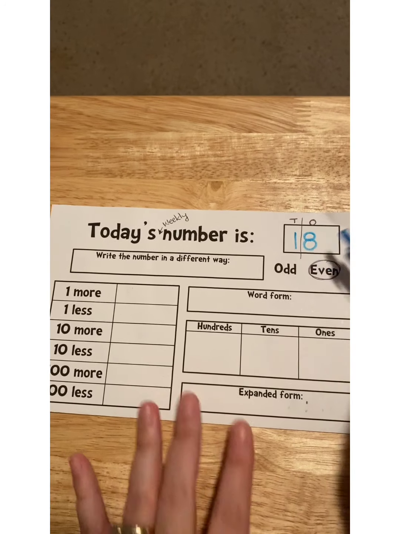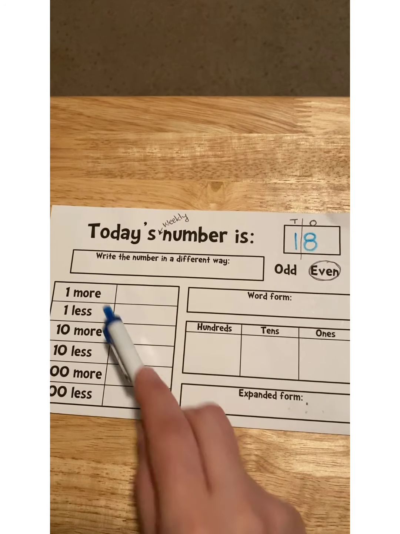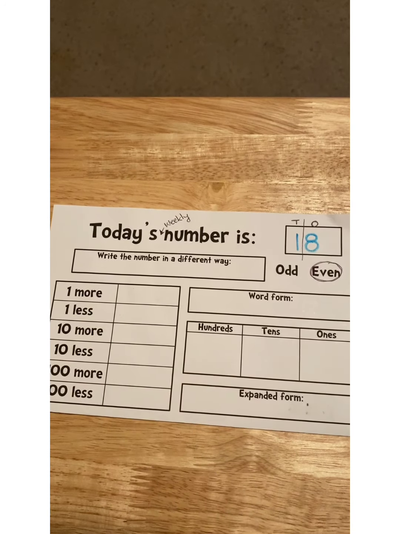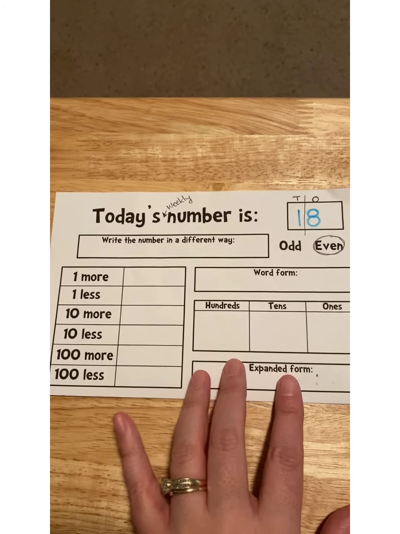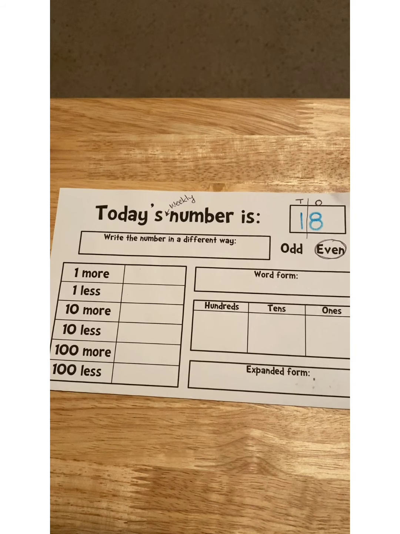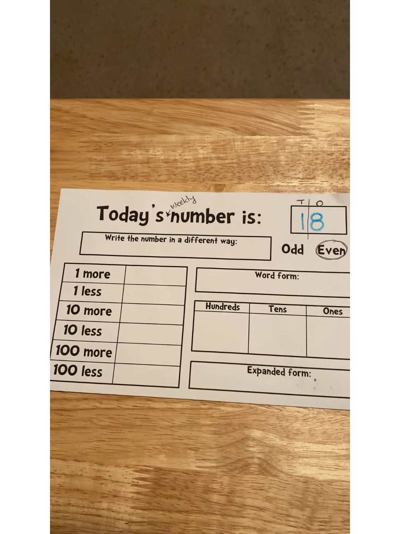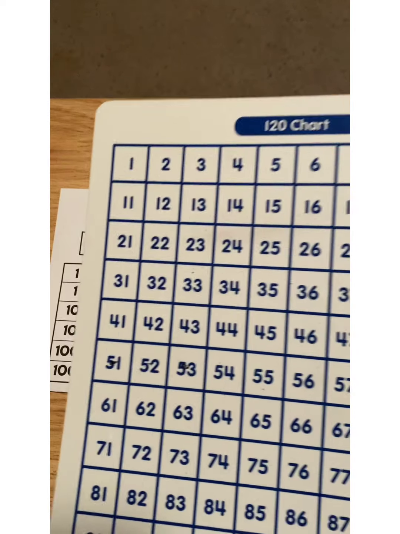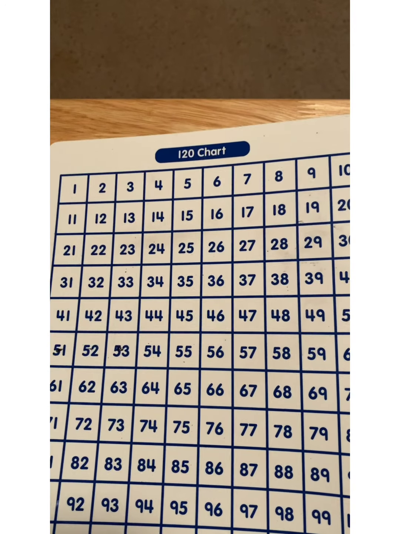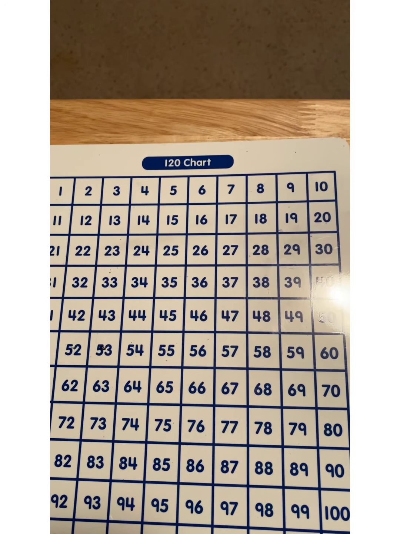So 18. Now we're going to move over here. 18 and 1 more. What is 18 plus 1? So if you have a 120s chart, that's where this would be very helpful to have. So if you have a 120s chart, go ahead and pull it out now. Here is mine. I'm going to look for the number 18.